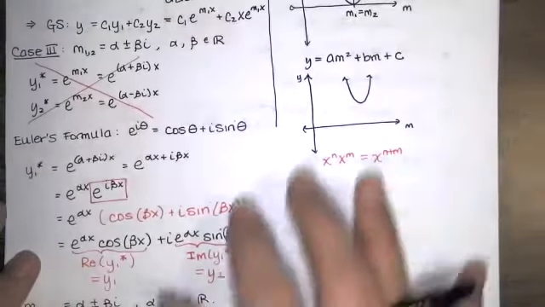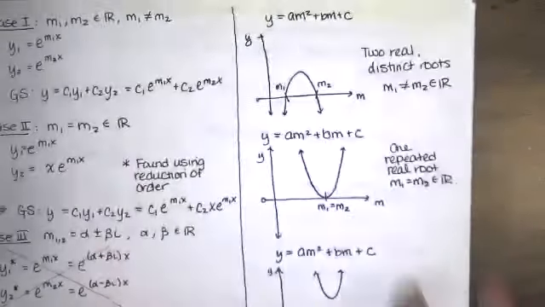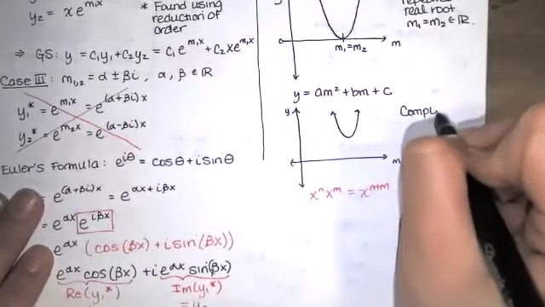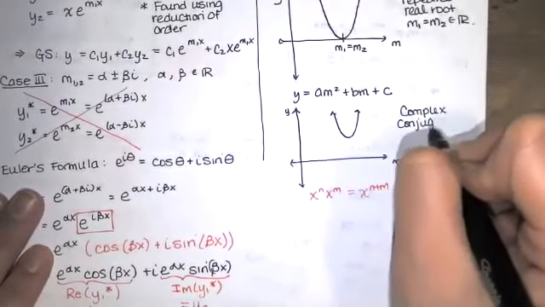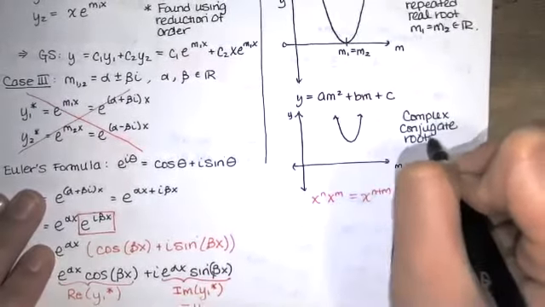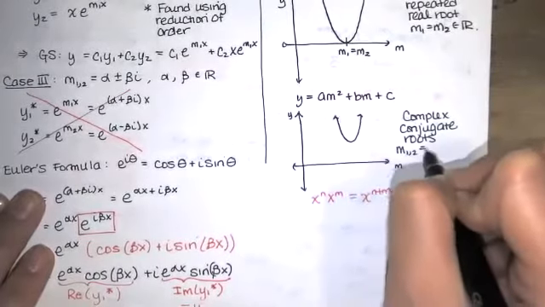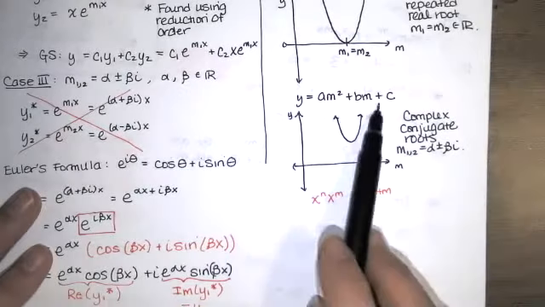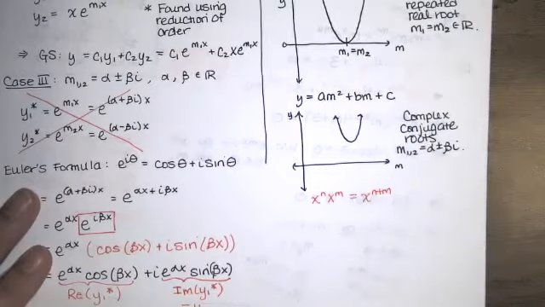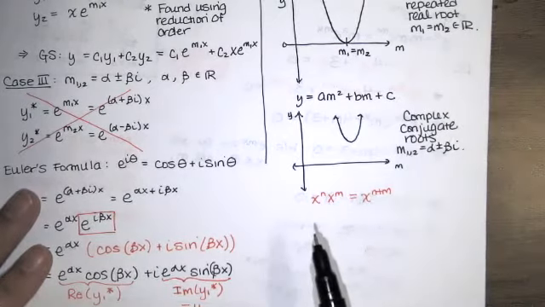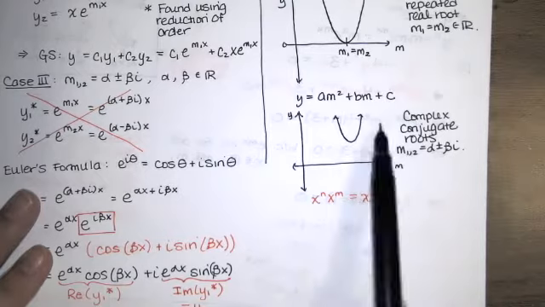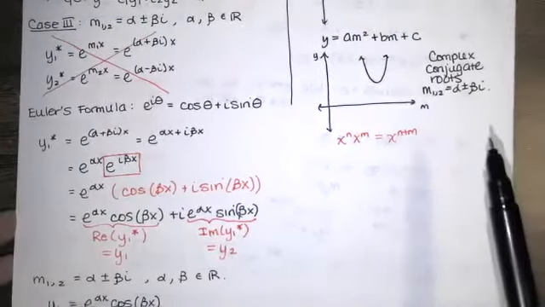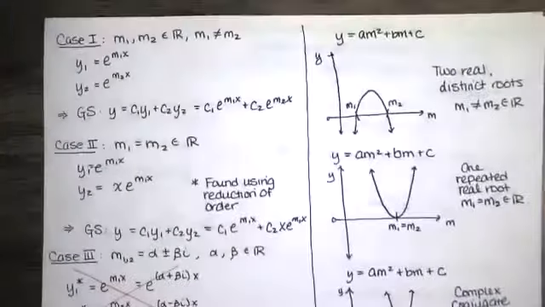And then the third possibility is that instead of having two distinct real roots or one repeated real root, you get complex conjugate roots. m1 and m2 are given by alpha plus or minus beta times i. Because if you set this equal to 0 and you use the quadratic formula, it's possible that you get a complex conjugate pair. Sometimes we get these complex conjugate pairs when we do the algebra that requires completing the square, basically. Okay, so those are the possibilities. Let's look at a couple more examples.